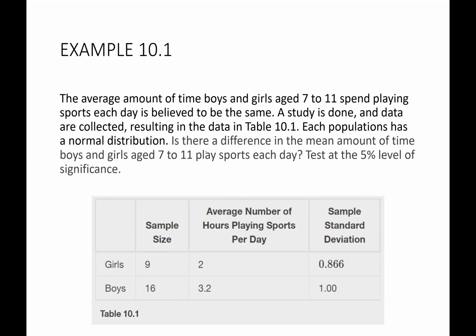Okay, let's do an example, finally. We're going to do this old school, then we'll do it using the calculator. The average amount of time boys and girls age 7 to 11 spend playing sports each day is believed to be the same. A study is done and data are collected, resulting in the data in table 10.1. Each population has a normal distribution. Is there a difference in the mean amount of time boys and girls age 7 to 11 play sports each day? The test we're going to conduct is at a 5% level of significance.